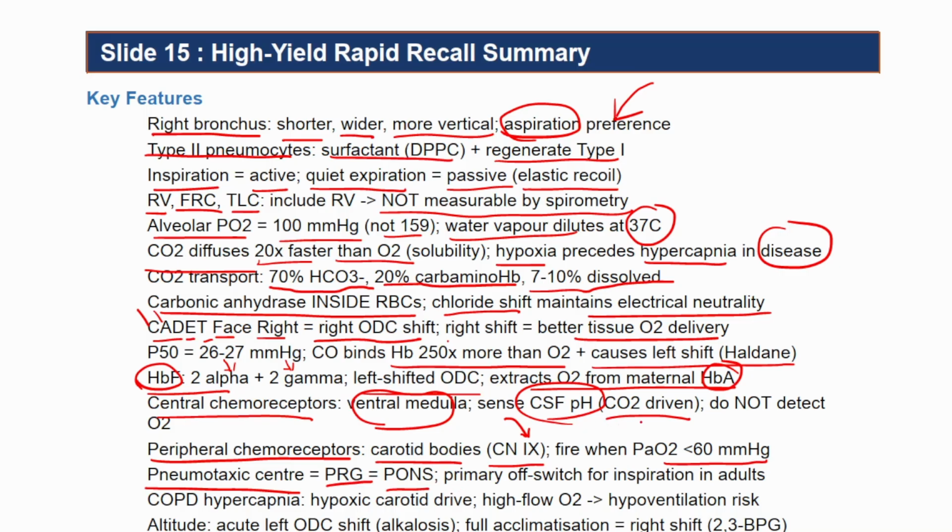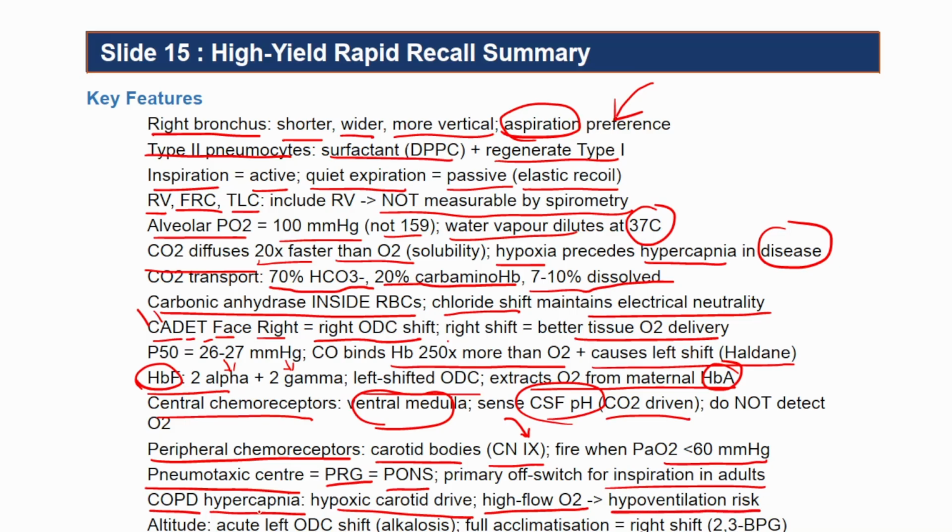The pneumotaxic center functions as the primary, indispensable neural off switch for inspiration in adults, limiting the tidal volume to regulate a smooth respiratory rate. In severe chronic respiratory conditions like COPD, the resulting hypercapnia, that means excess carbon dioxide, causes the central chemoreceptors to completely reset. The patient's entire respiratory drive shifts to a hypoxic drive driven by the carotid bodies. If a clinician administers high-flow oxygen, they shut down this remaining hypoxic sensor, introducing catastrophic risk of severe hypoventilation.